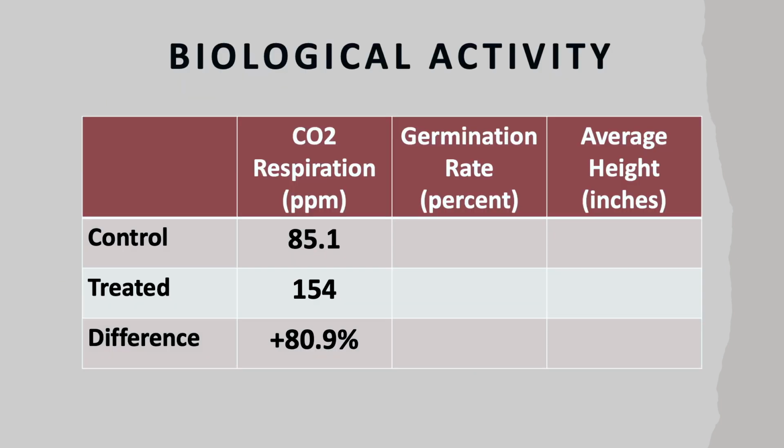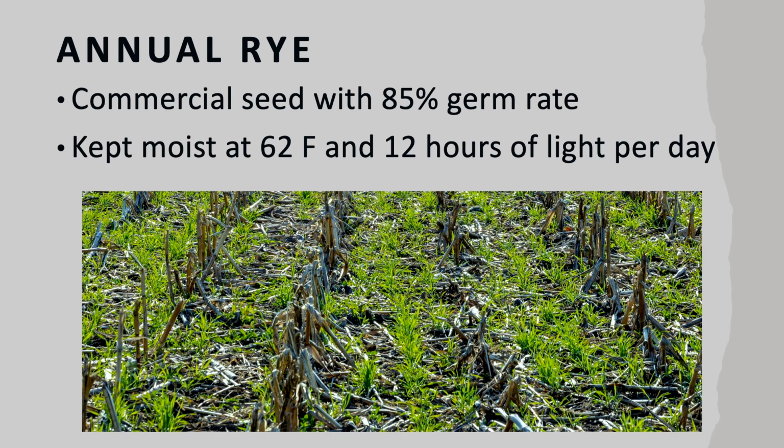Based on the CO2 results from the burst test, the control had a pretty good level of CO2 respiration, but the treated had 81% more activity among the decay organisms. So we had initiated more decay activity in those treated samples. We then went and planted commercial rye seeds. We bought it from a farm supplier. It had a tag germination rate of 85%, which was pretty standard for commercial rye seed, annual rye, that is.